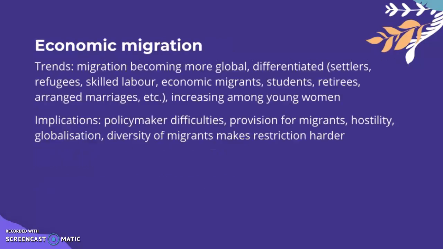Now we're going to look at, finally, economic migration. The overall trend is that migration has become more global and differentiated, with settlers, refugees, skilled labor, economic migrants, students, retirees, arranged marriages, etc. increasing, and it has also increased among young women. So it has become much more diverse in terms of who can migrate.